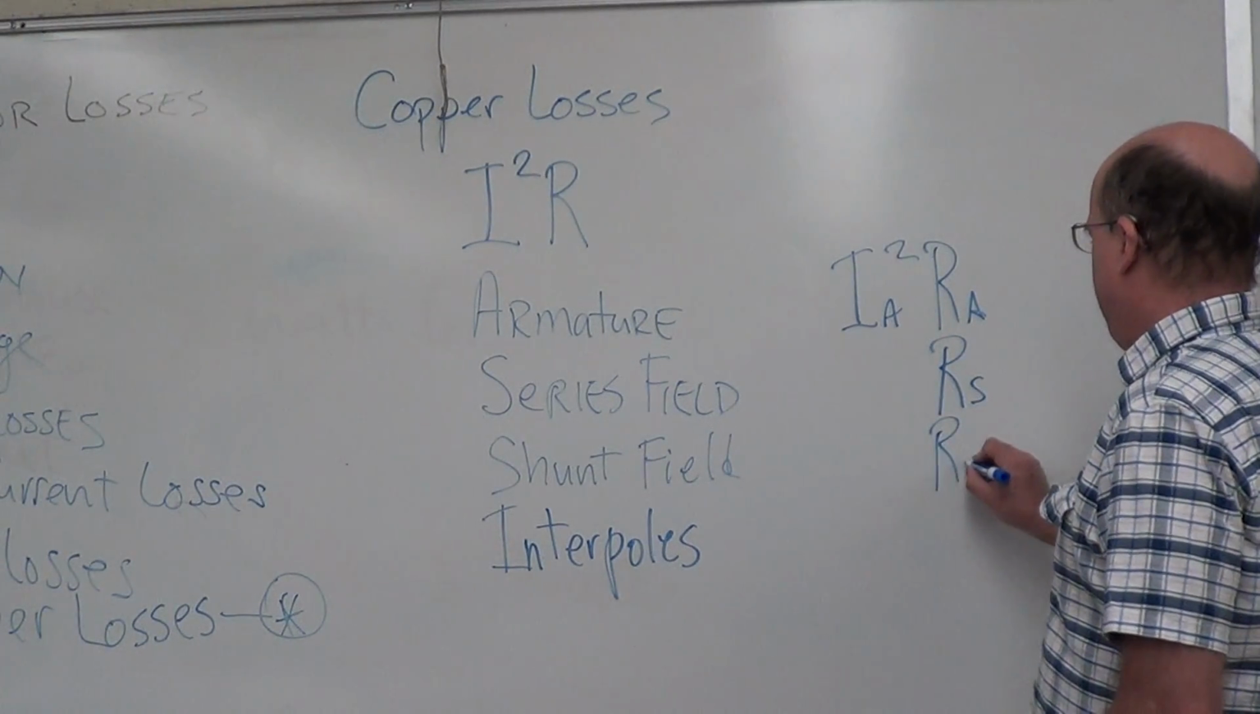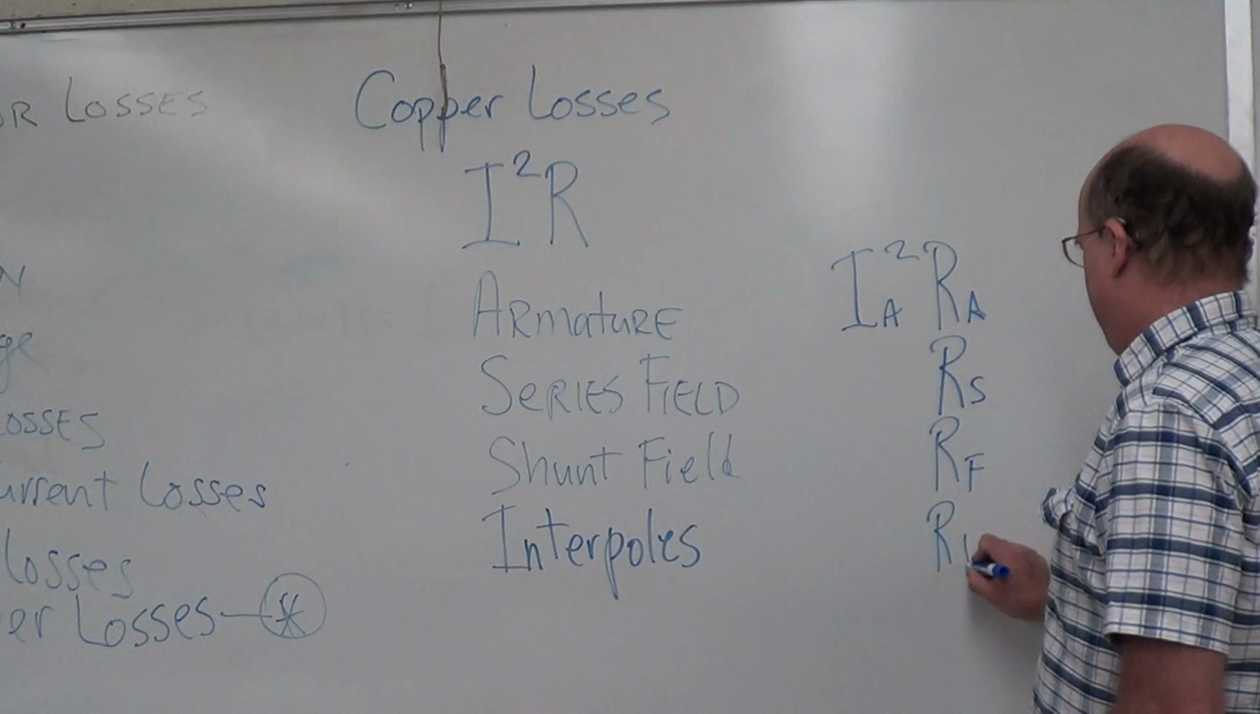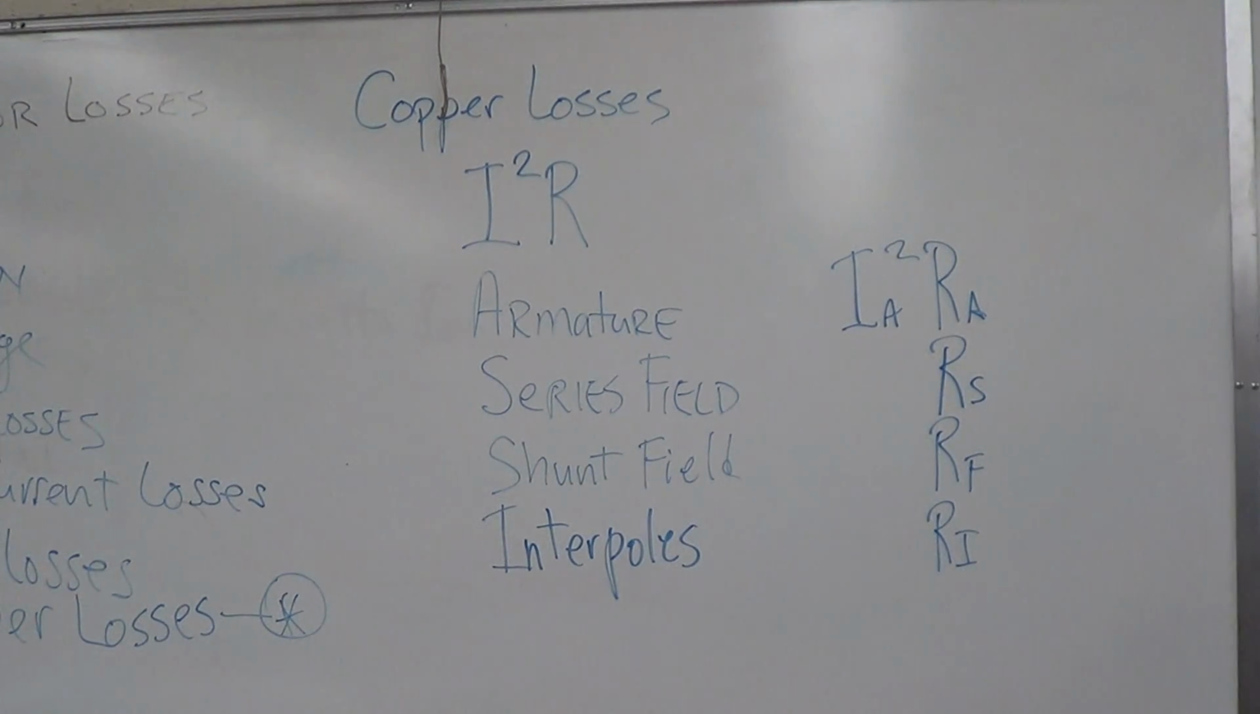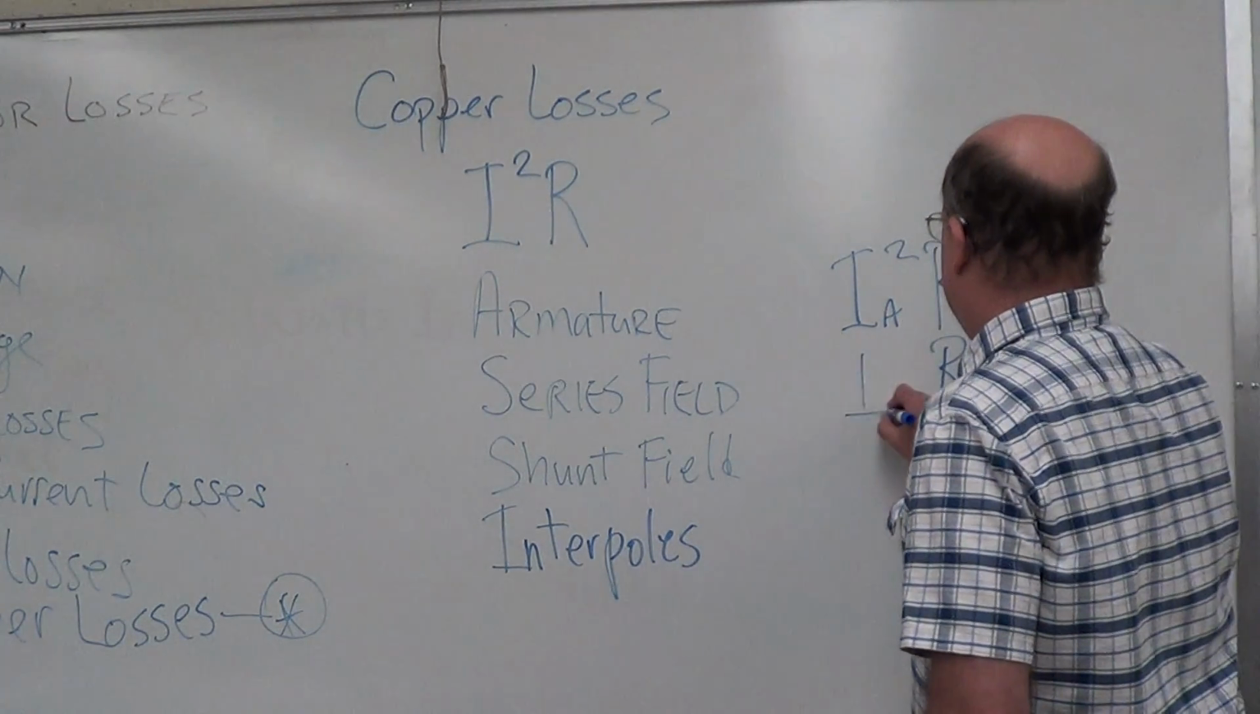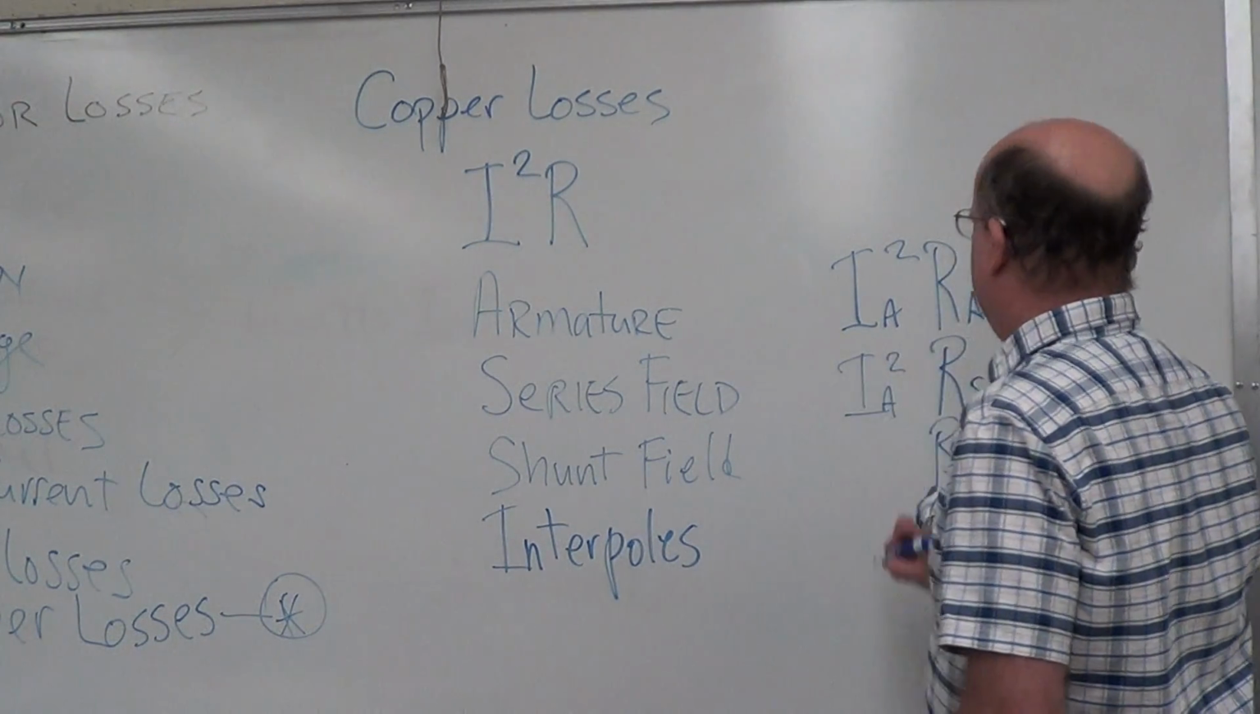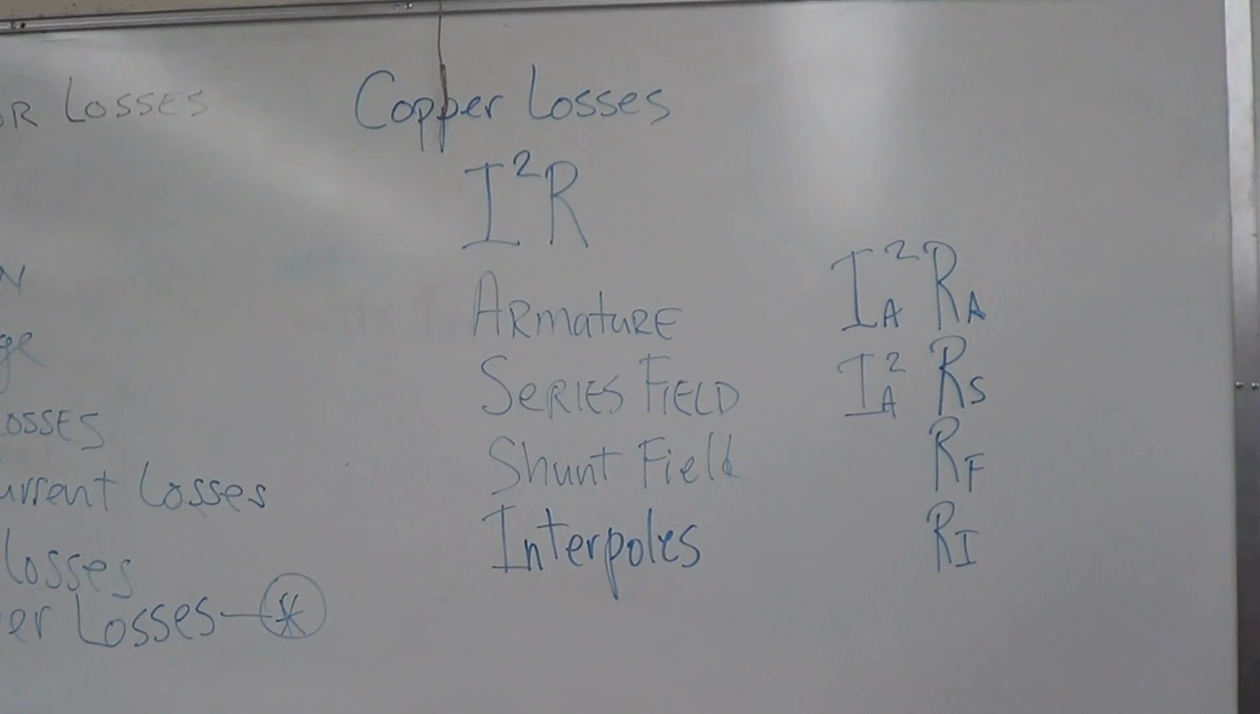RS, RF, RI. Okay, series field. What is the current in a series field? Same as the current in the armature, right? When it's connected up. IA squared, right? Shunt field.